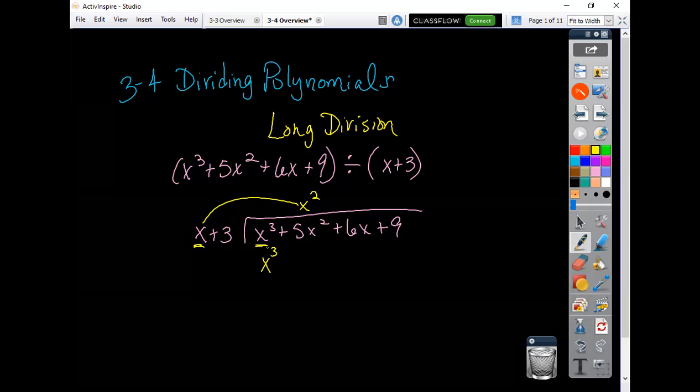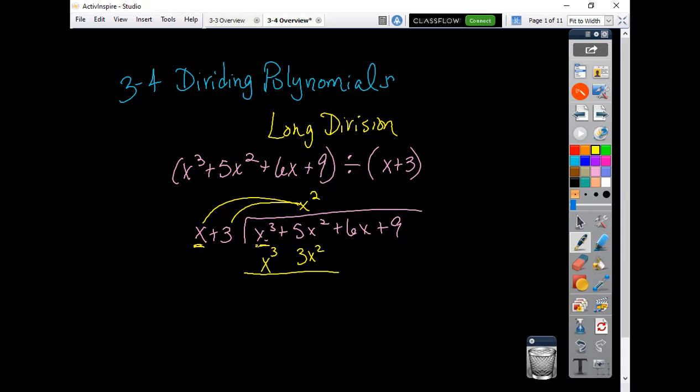Then you also distribute that x squared onto this 3. So x squared times that 3 is 3x squared, and I line it up under its like term. So far I've created this much. I need what's up above, so I'm going to subtract and see how much I still need.